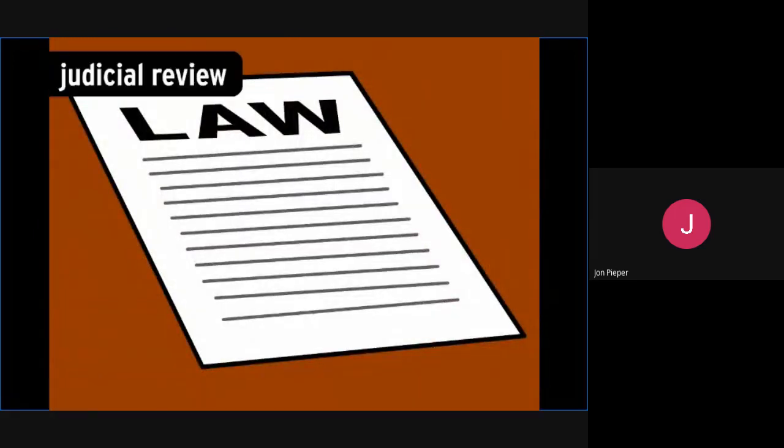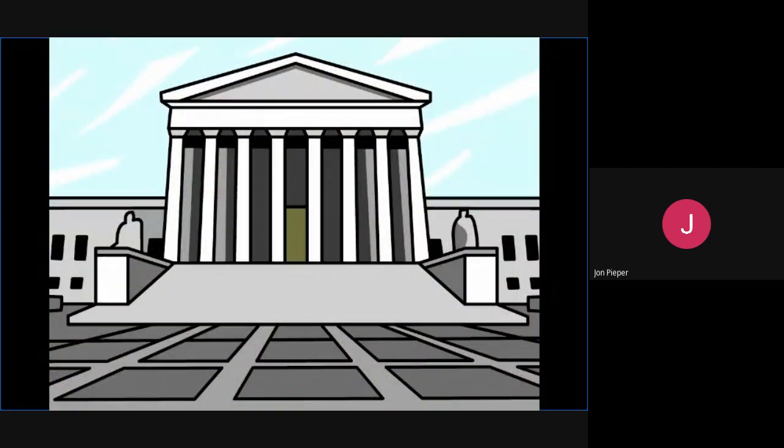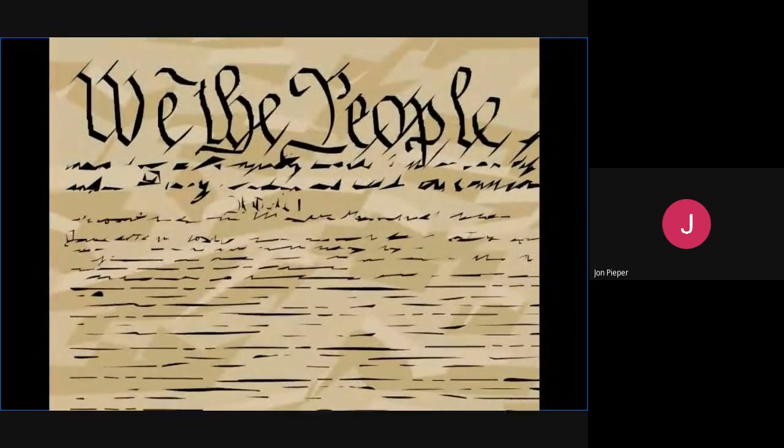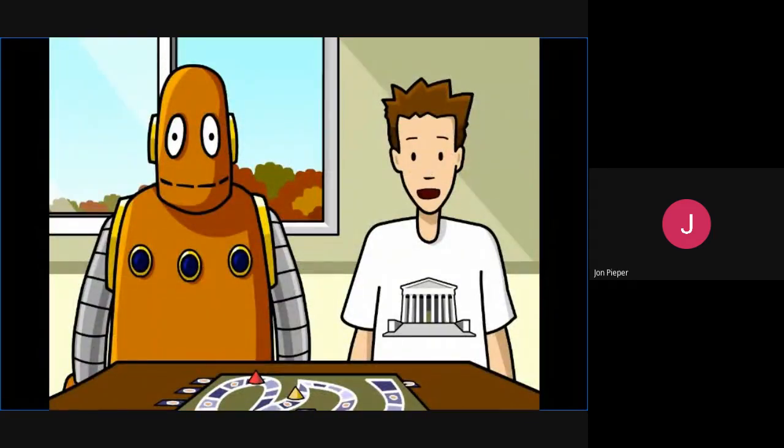The court's most important power is judicial review or the right to declare laws unconstitutional. That means that a law passed by Congress and signed by the President can be struck down by the Supreme Court. Aww. Well, the Constitution is the ultimate law in the United States. So, if Congress passes a law that violates the Constitution in some way, the Supreme Court can declare that law against the law. Well, Congress wouldn't make unconstitutional laws on purpose. Interpreting the law can be complicated, and deciding whether a law is unconstitutional can be a matter of opinion. In fact, that's what Supreme Court decisions are called, opinions.